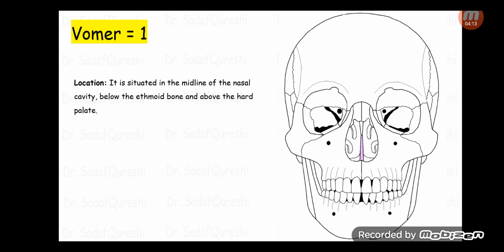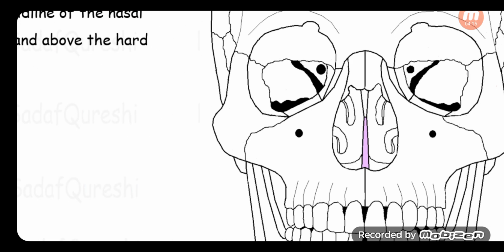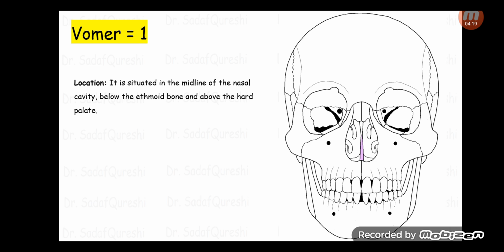Talking about its location, as you can see in the diagram, the colored part in the skull diagram is the vomer bone, and it is situated in the midline of nasal cavity below the ethmoid bone and above the hard palate. So it is situated below the ethmoid bone and above the hard palate.